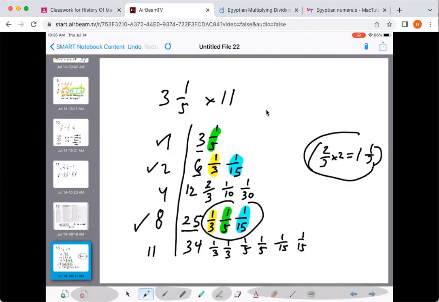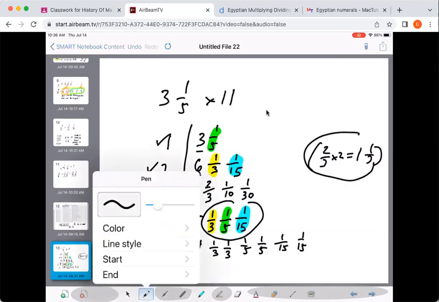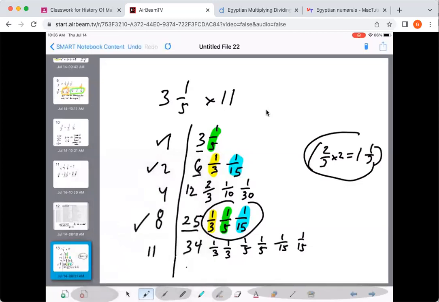Now I am going to permit you, and you'll be very happy about this, to go modern now and just add these fractions up, just new school, just like elementary school, and you'll see that your answer will be 35 and 1/5.